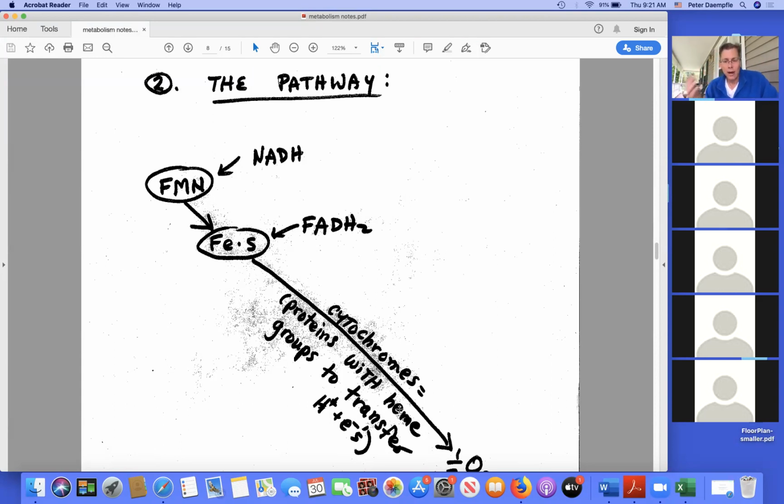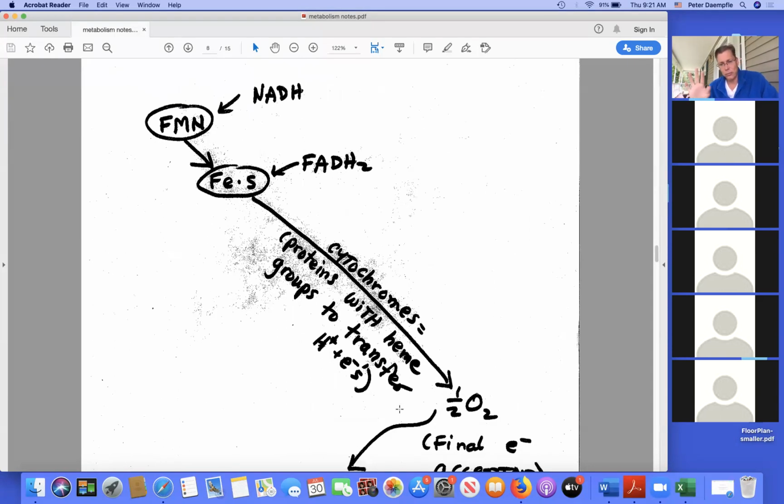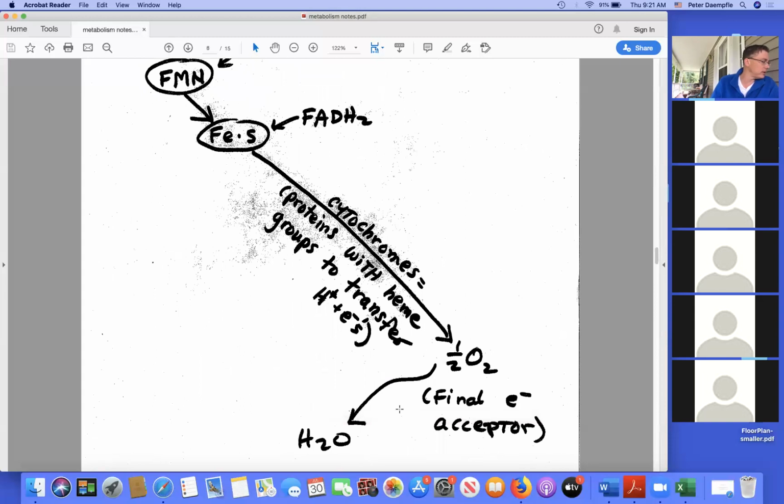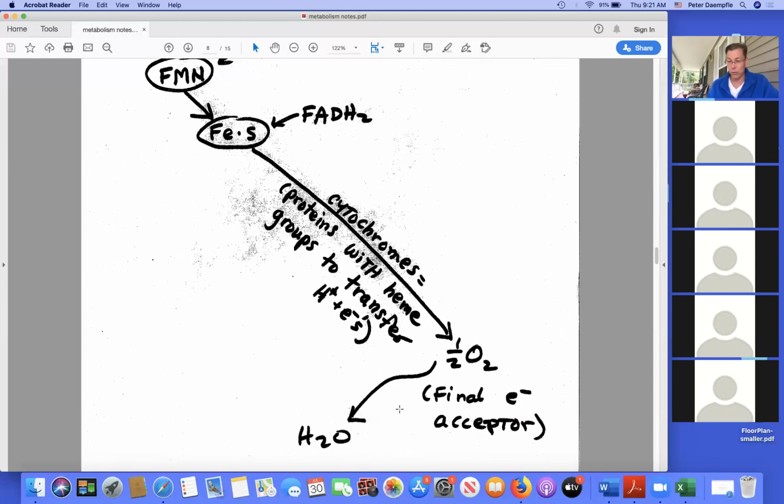So various different cytochromes, which are proteins with different heme groups that transfer hydrogens and electrons, will carry the high energy electrons from the NADH and the FADH2 to lower and lower levels. As they go to lower and lower levels, as you see in figure 4.16, you give off energy. All right, and ATP synthetase uses that energy.